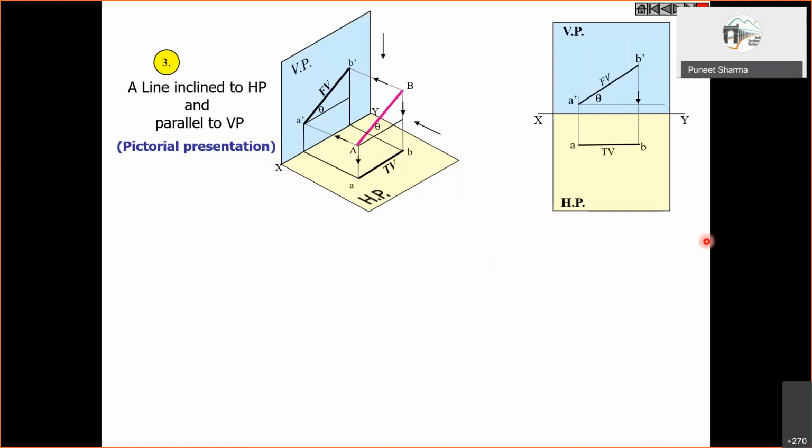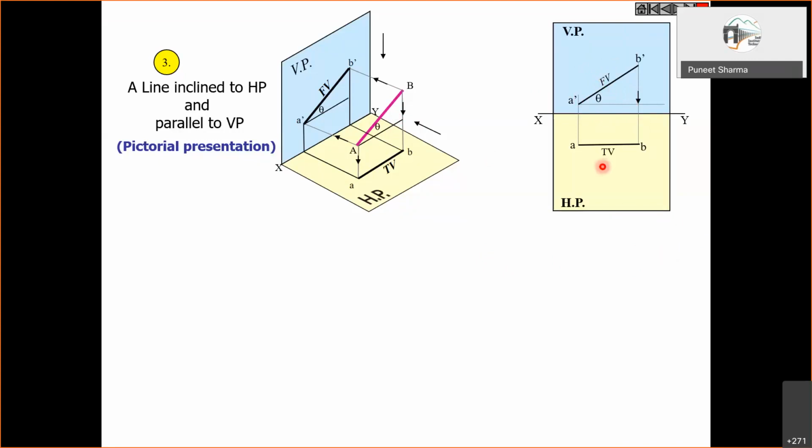As I had mentioned, I'm just repeating. When this line is parallel to the vertical plane and inclined with the horizontal plane, then the front view gives us the true length of the line and the true inclination of the line with the horizontal plane. So two things: the length of the front view is equal to the length of the line, and whatever is the inclination of the line with the horizontal plane, the same is obtained by the front view and the XY line.